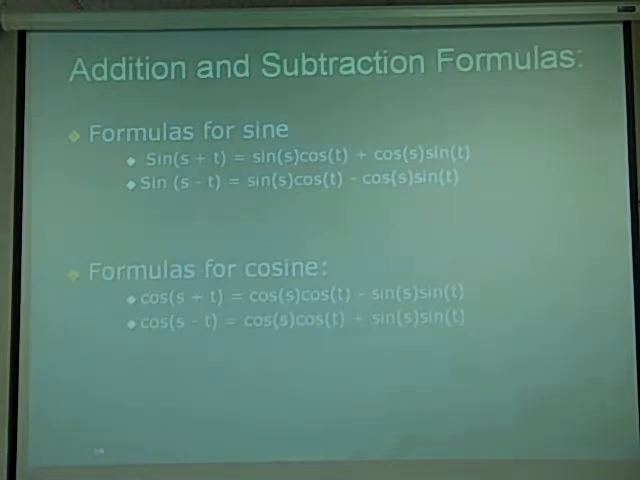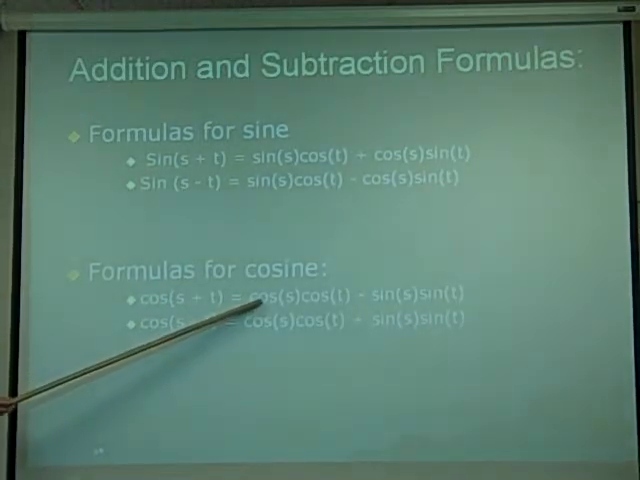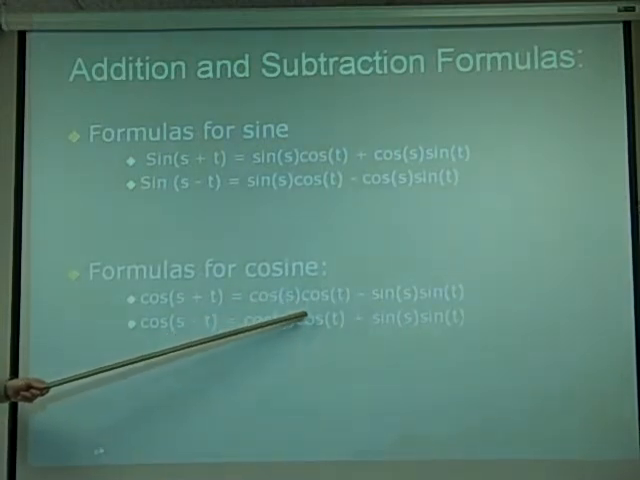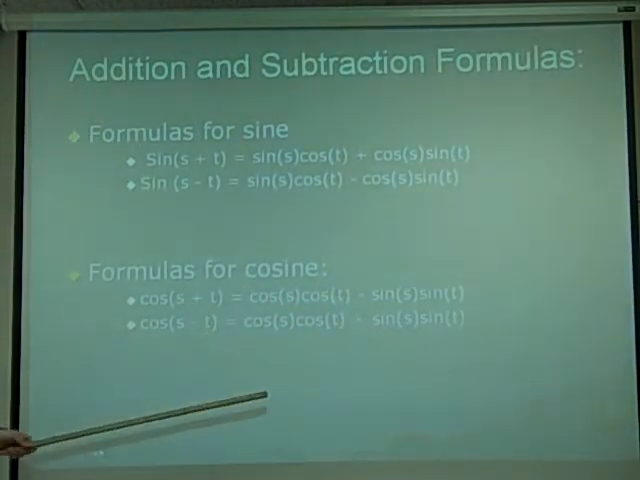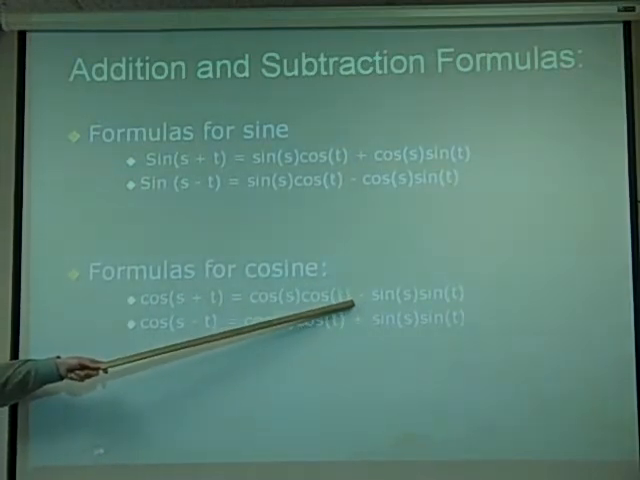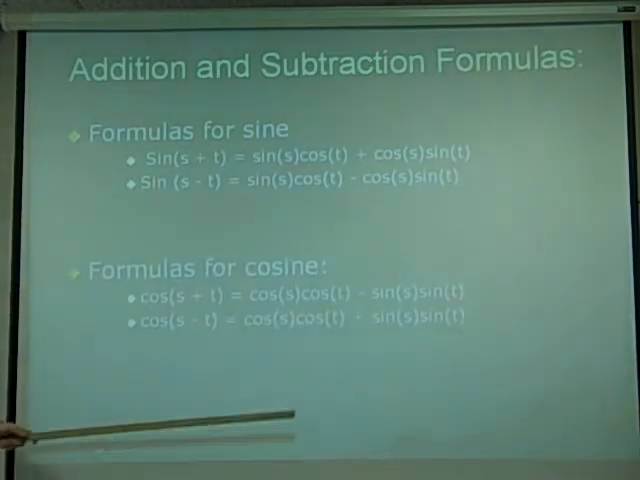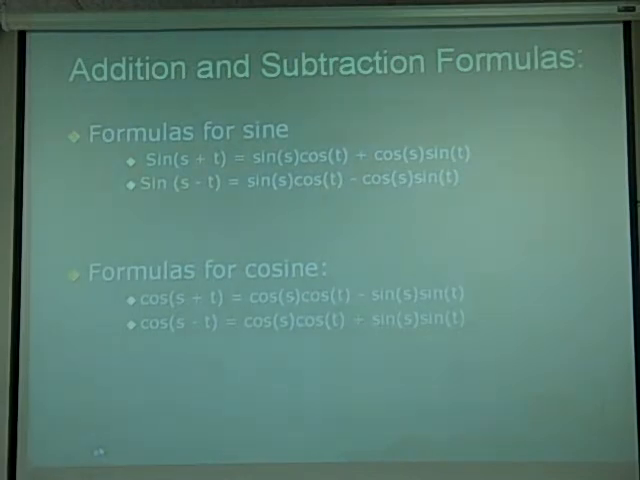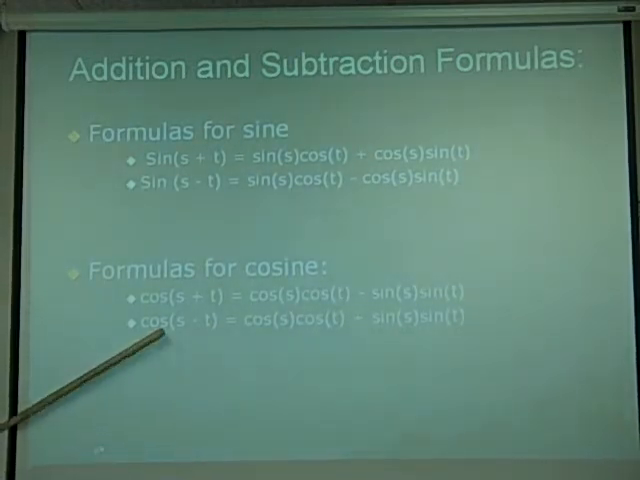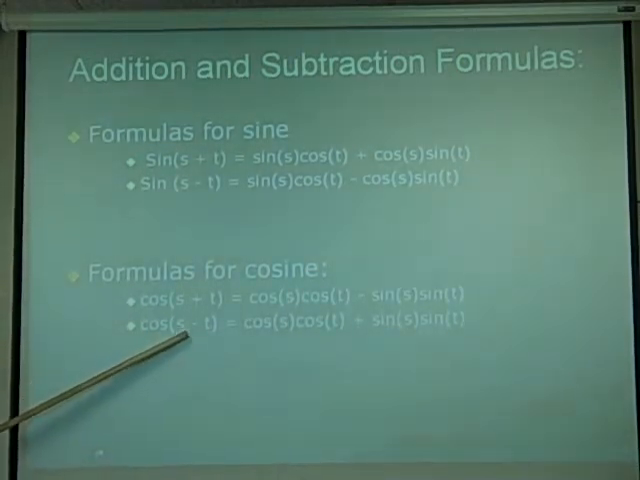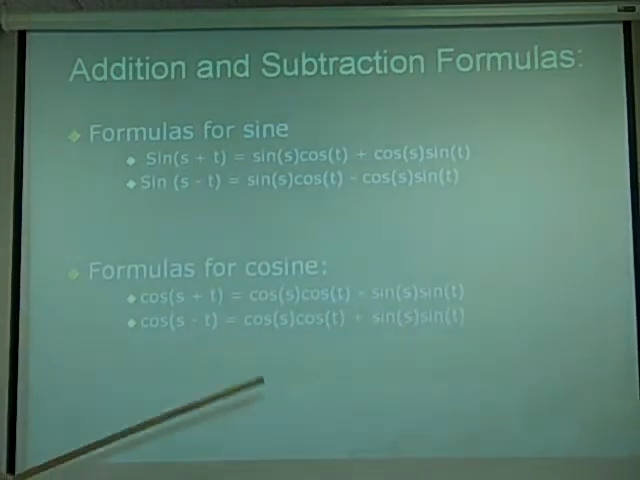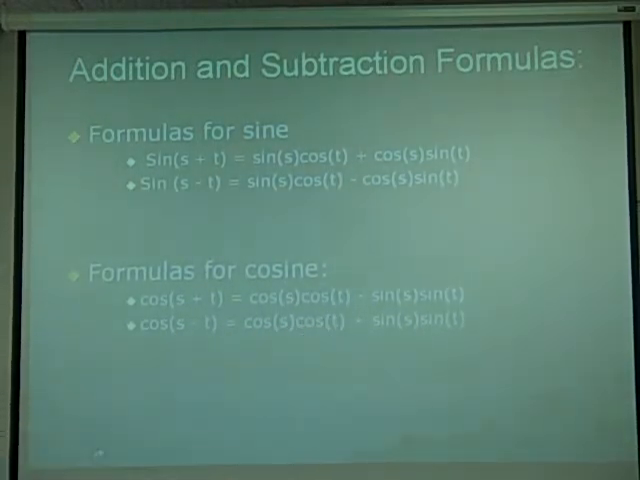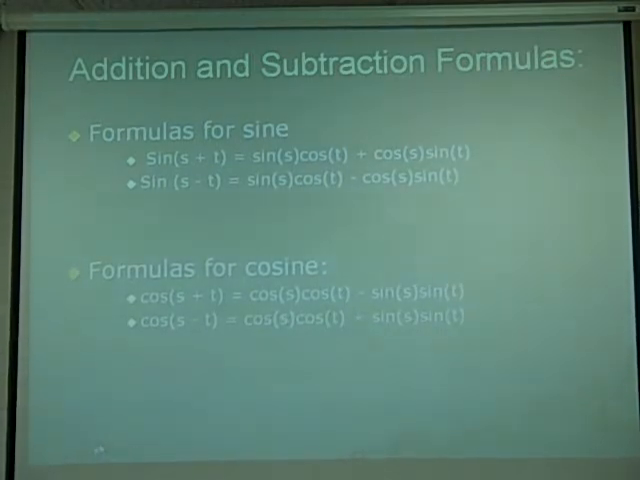And for cosine, here we have s plus t. Notice now we have cosine s cosine t, and then minus, whereas here we started with a plus. Cosine has the opposite sign in the middle. And then sine s sine t. And for cosine of s minus t, we've got cosine s cosine t plus. Again, that sign is opposite. And then sine s sine t.